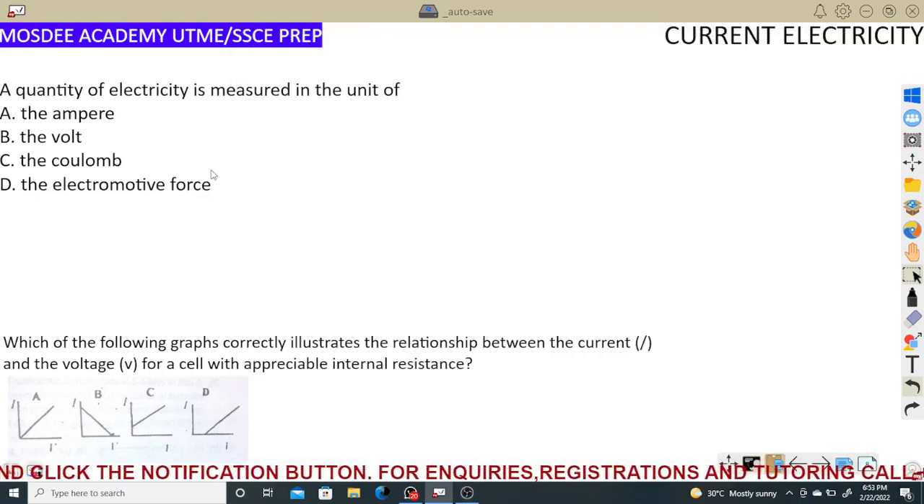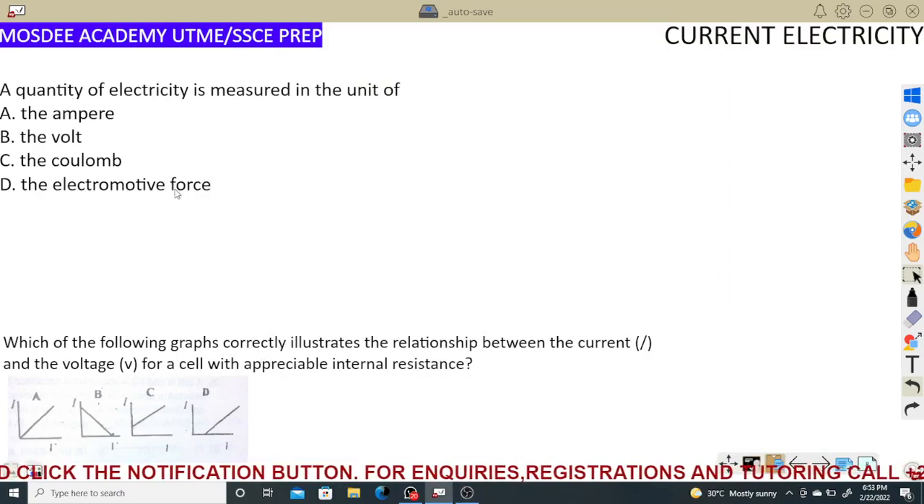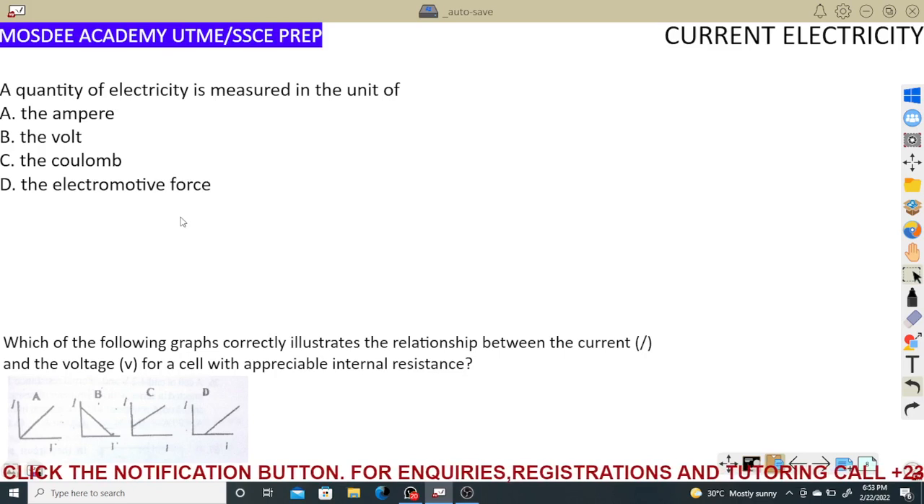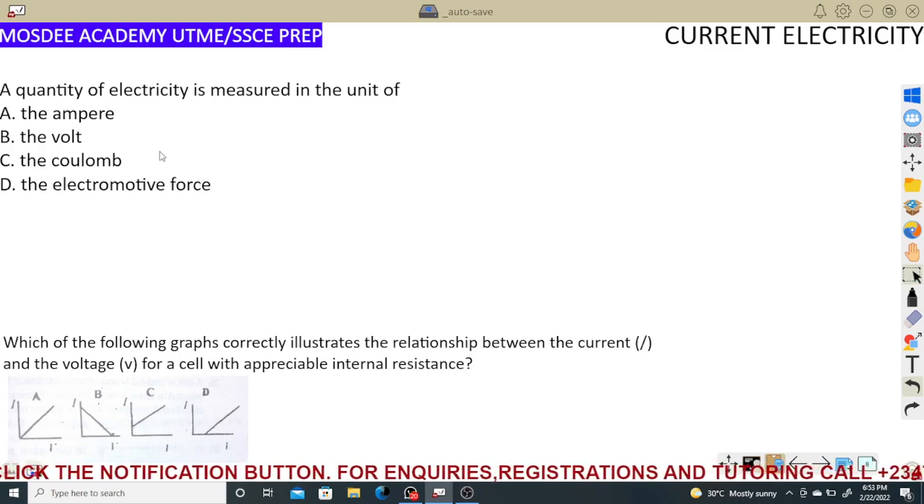So, okay, guys, we start with the topic of current electricity. This is the day 21st of our UTME and SSE examination prep. So now we are starting with the first question.